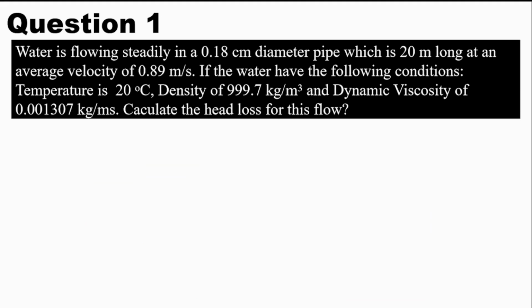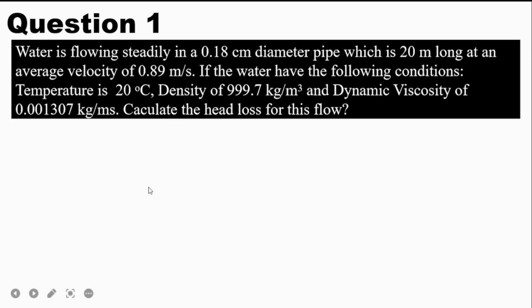Here is our first question. Water is flowing steadily in a 0.18 centimeter diameter pipe, which is 20 meters long, at an average velocity of 0.89 meters per second. If the water has the following conditions: temperature is 20 degrees Celsius, density of 999.7 kilograms per meter cubed, and dynamic viscosity of 0.001307 kilograms per meter second, calculate the head loss for this flow.